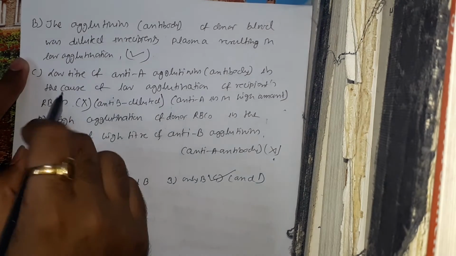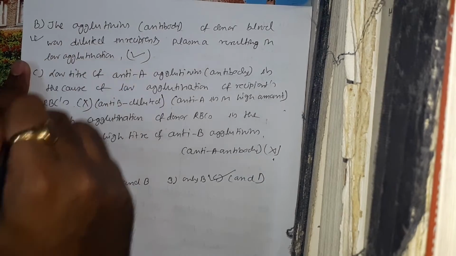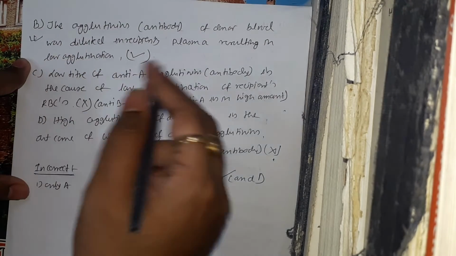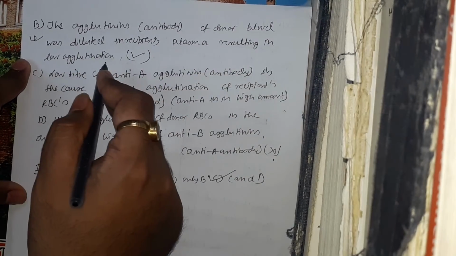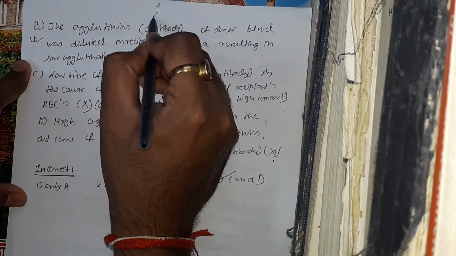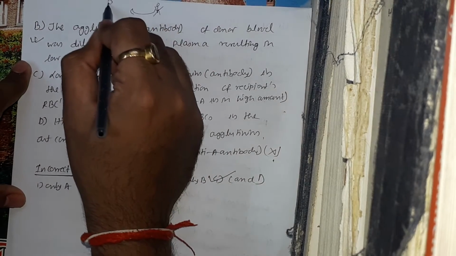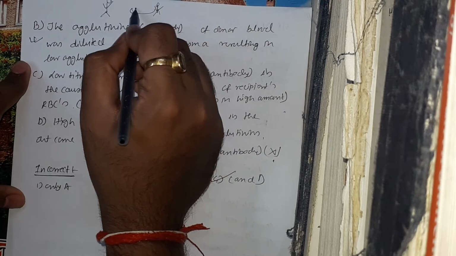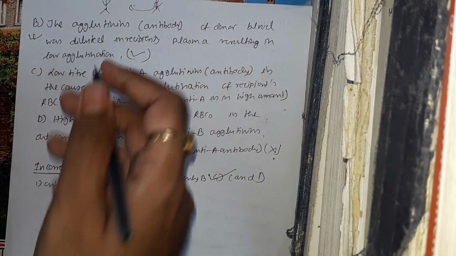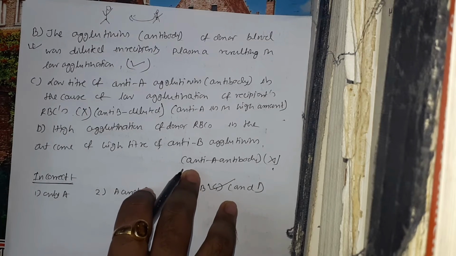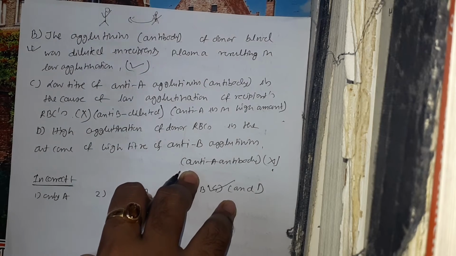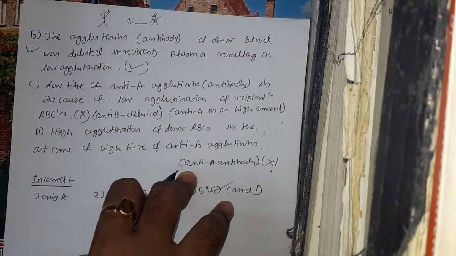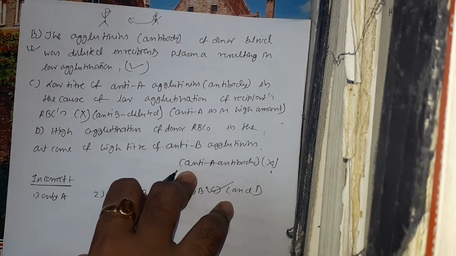Welcome back again. So in statement B, they are telling us that the agglutinins of donor blood were diluted in recipient plasma, resulting in low agglutination. Now remember one thing, that you are a donor and your blood is transfused into the recipient. So your blood serum will be simply diluted in recipient's body. Because your blood is a very small amount, it will be simply diluted in recipient's body. It is the normal thing.